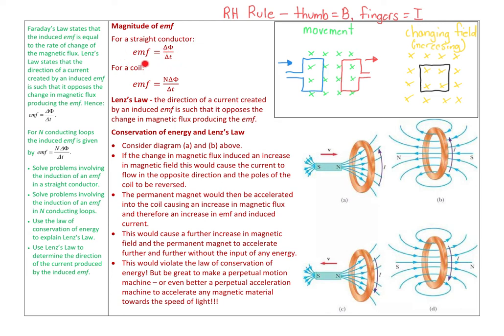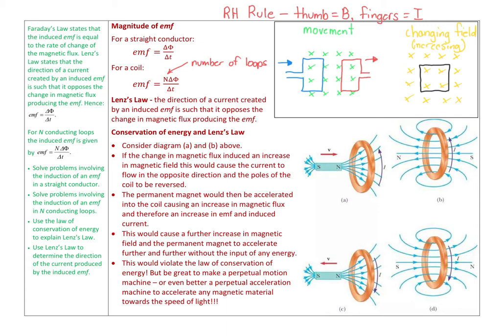And if we have a coil, then the EMF is equal to the number of loops in the coil. So N is the number of loops. I probably should have put that there. Number of loops is N times by the changing magnetic flux divided by time. So basically where we need to work out the magnitude or the size of the EMF, we just use those 2 formulas.